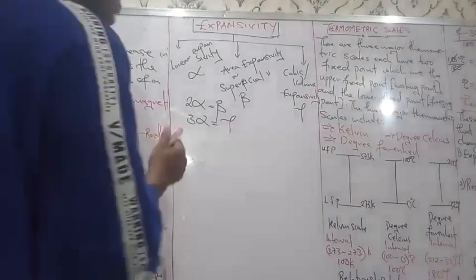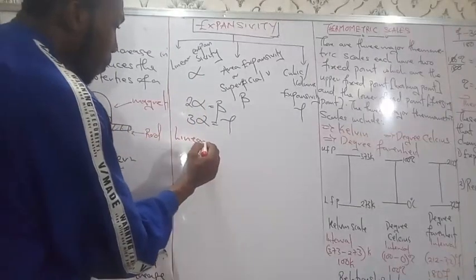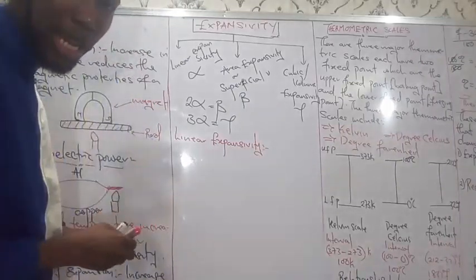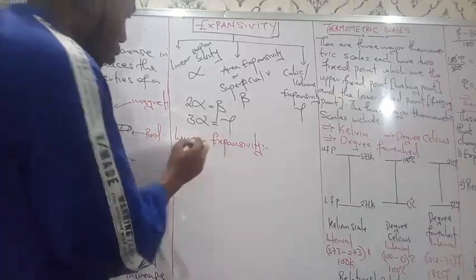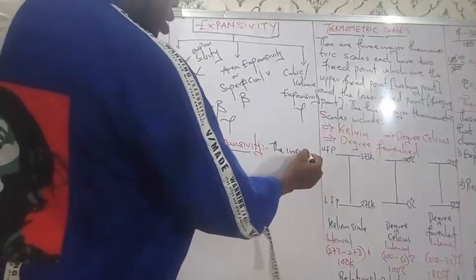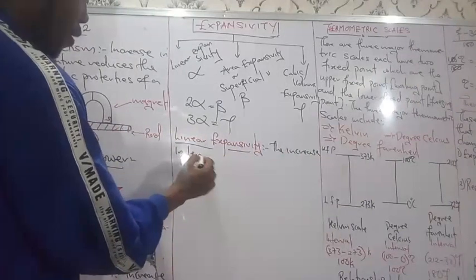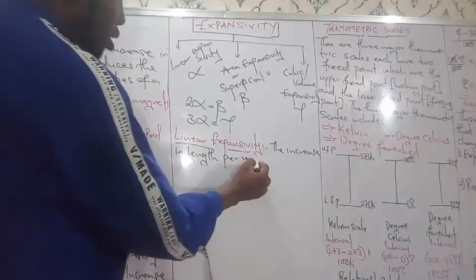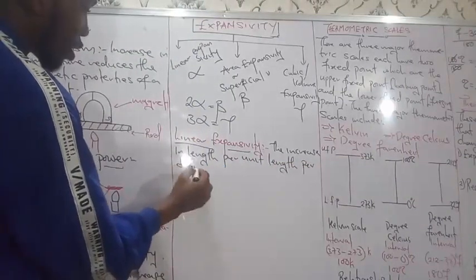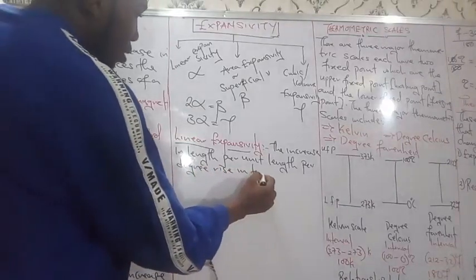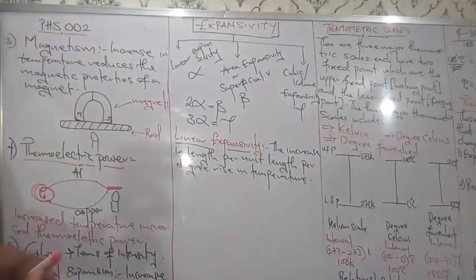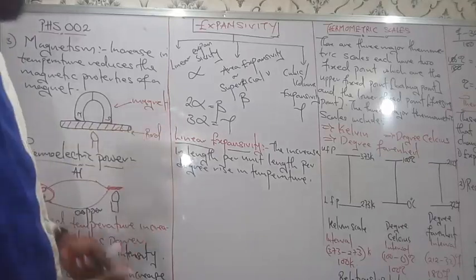So with that, we can now talk about the meaning of linear expansivity. When we say linear expansivity, what do we really mean? Linear expansivity simply means the increase in length per unit length per degree rise in temperature. For every temperature rise, the amount of increase in length relative to the original length is called linear expansivity. That's another way to define it.